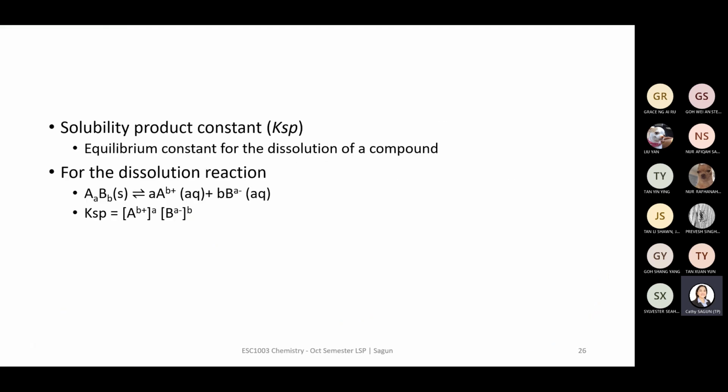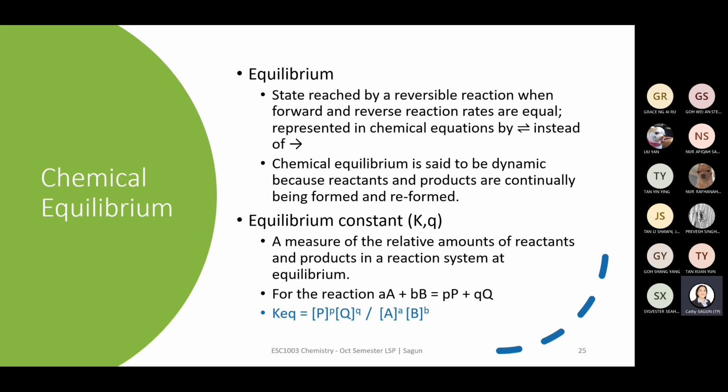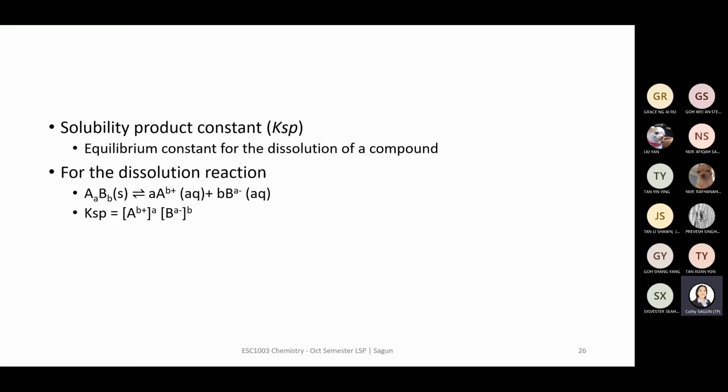No matter how complex, you just look at the balanced equation, and then remember products over reactants, and then you raise it with the coefficient. So the solubility product constant, I'm not so sure whether I've given this, so we've covered this. But it's basically the same with the previous one.